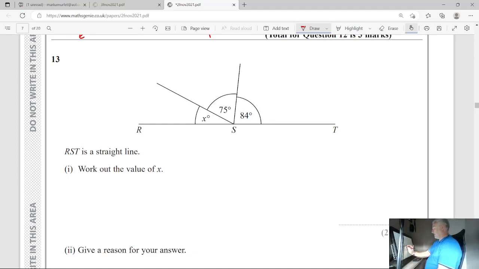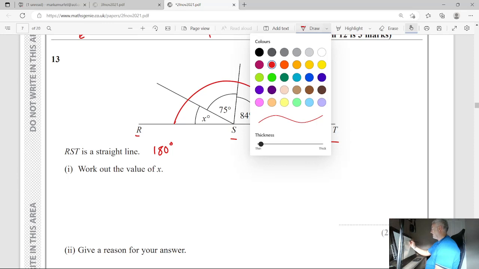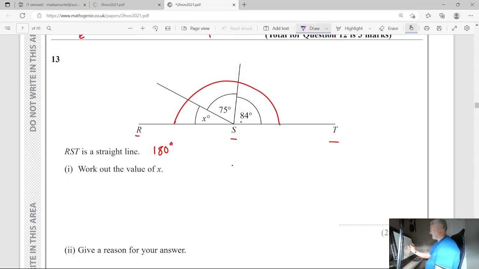RST is a straight line, so we know that this bit is a straight line. Angles on a straight line add up to 180 degrees. Work out the value of x. Well, if that equals 180 degrees, then I'm going to take that, plus the x that I don't know, equals 180 degrees. So that's my first line of working: x plus 75 plus 84 equals 180.